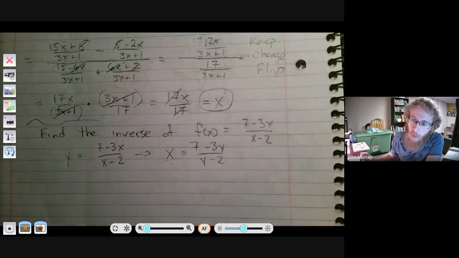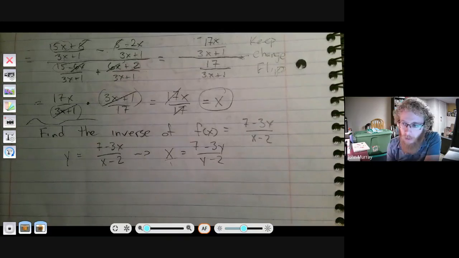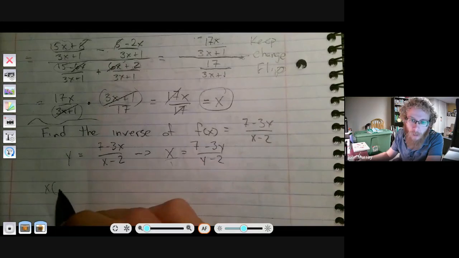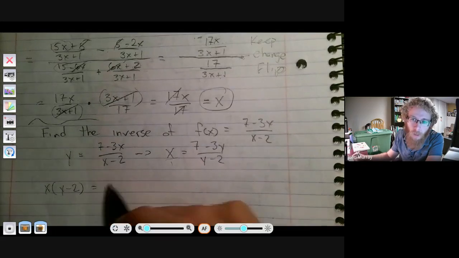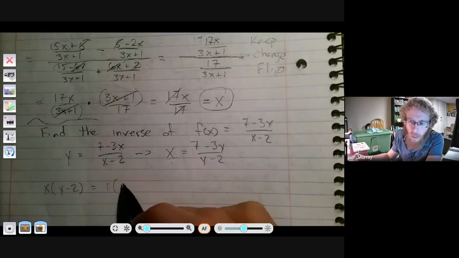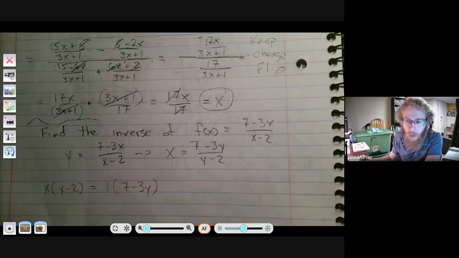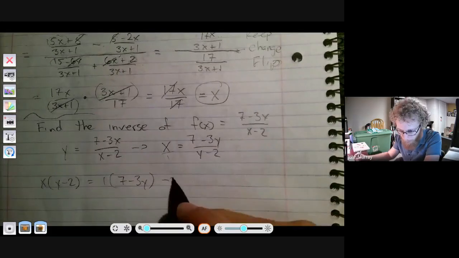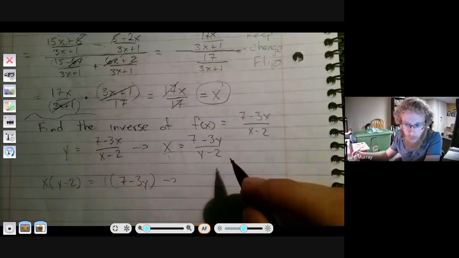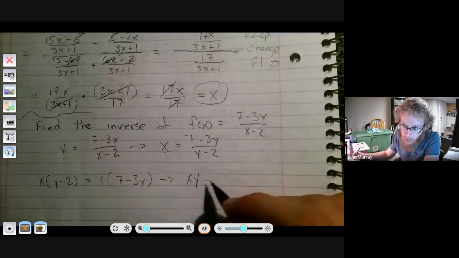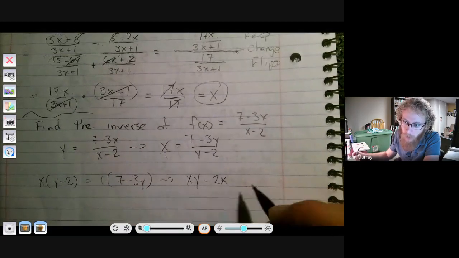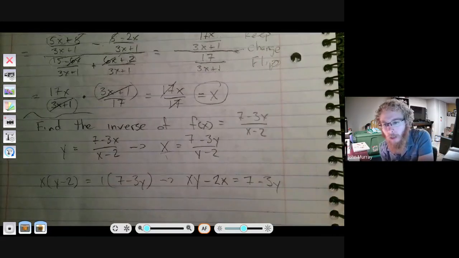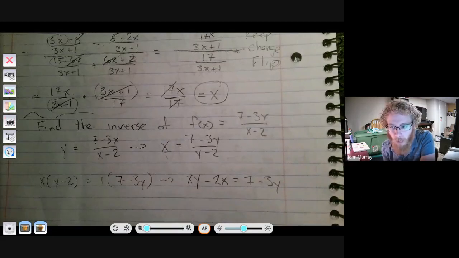Now that we have it like this, we want to start getting the y's isolated. So we cross multiply. So we have x times y minus 2 equals 1 times 7 minus 3y. We don't need the 1, so if you didn't put that, that's fine. We have to distribute the x: xy minus 2x equals 7 minus 3y. So up to that point, that's pretty much the steps you have to follow.